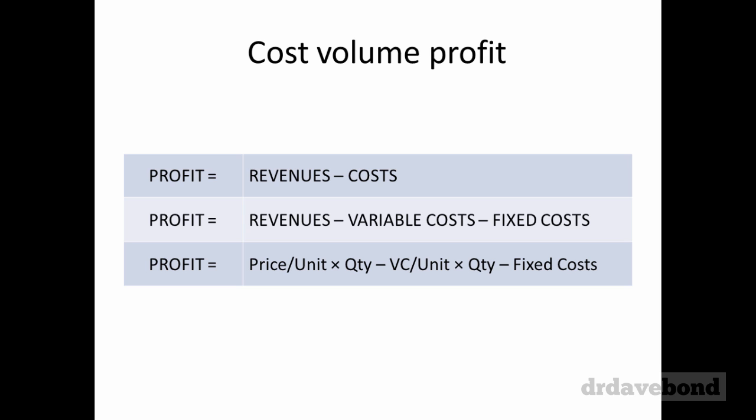We then can expand it a little bit further by breaking down revenues into, and we're going to assume here that we've just got one type of product. So the amount of revenue that you'll get will be based on the price of each product and how many of each product that you sell. The variable costs will be based on the variable cost per unit and the quantity that you sell. And fixed costs will be fixed costs.